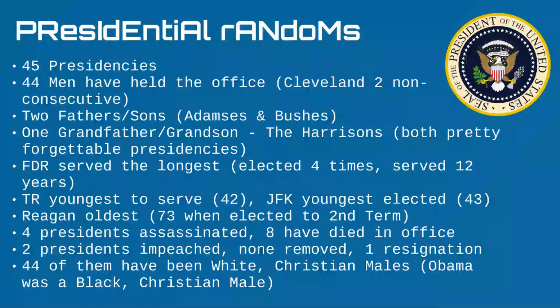Ronald Reagan was the oldest president, 73 when elected to his 2nd term. But whoever wins this election, and as I speak, we are now down to Donald Trump and Joe Biden, whoever wins out of those two guys will be the oldest president to ever serve. So that'll be gone. We've had 4 presidents who were assassinated, in other words, murdered while in office. 8 presidents have died either from assassination or natural causes while in office. That statistic, that next one there, is inaccurate now.